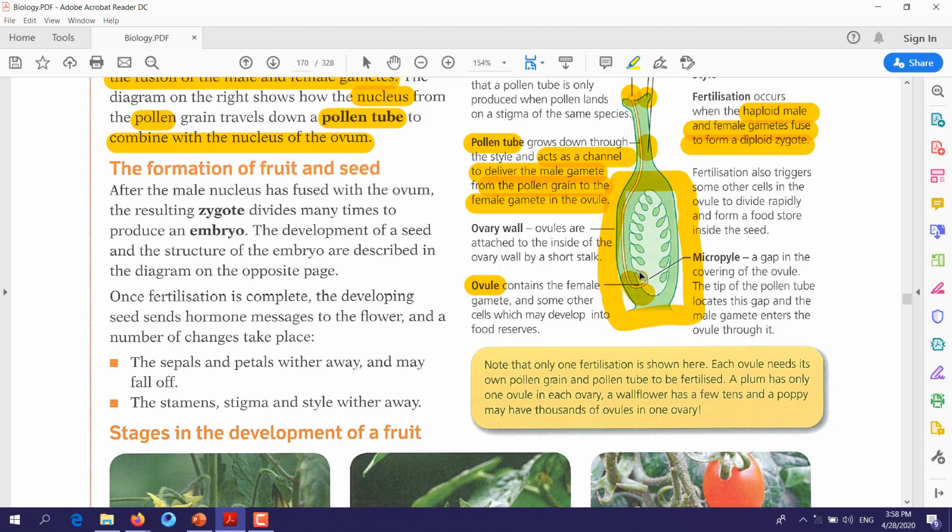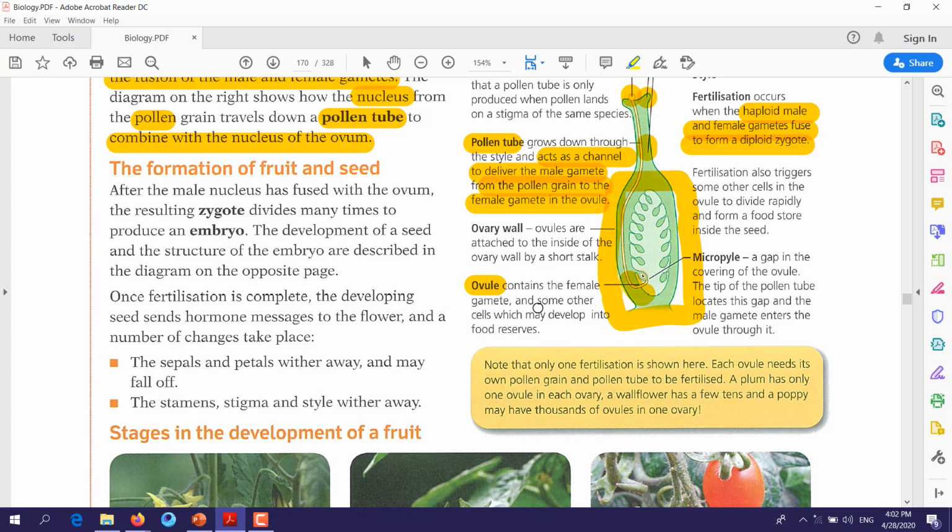To better understand this, just imagine an apple. The apple is a fruit. Inside the apple there are many seeds. The fruit by itself, the apple by itself, was the ovary. The seeds inside the apple were the ovule.